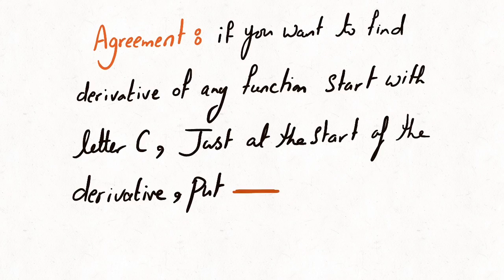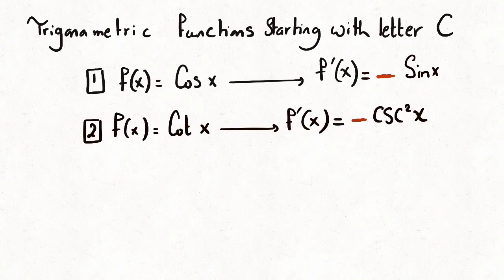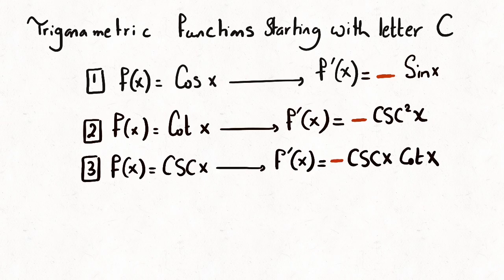Let's make an agreement. If you have a trigonometric function starting with the letter C, then at the beginning of the derivative, remember to put a minus sign. Look at the examples in front of you. All those three functions have the letter C at the beginning: cosine, cotan, and cosecant. And you will notice that the first derivative of each one of them has a minus sign. Just keep this in mind.